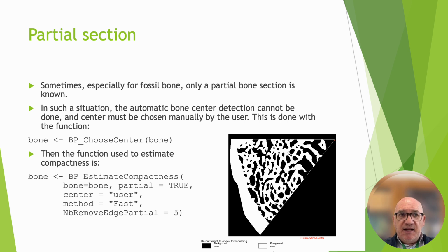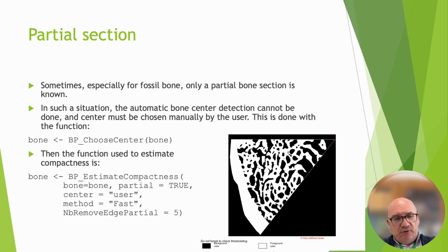except that we should indicate that the section is partial using partial equal true. We must tell the software that the center defined by the user must be used. Only the fast method is available. The accurate method cannot be used with partial section. And we have a new parameter that is important, which is number of remove edge for partial section.